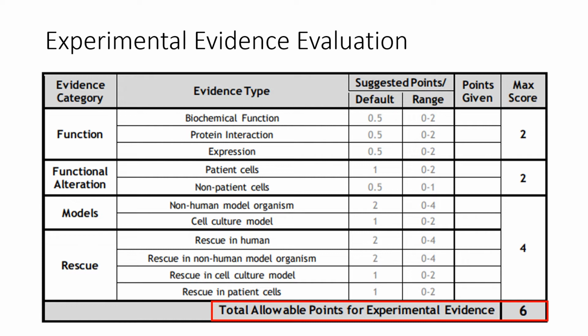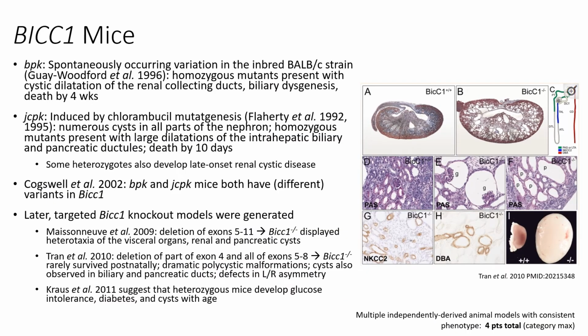Each category also has a maximum score so that more convincing, more direct pieces of evidence, such as model systems and rescue, can contribute more to the overall evaluation than other pieces of evidence that might be less specific or more abstract. So, for example, it may not always be clear how changes at the cellular level relate to the overall human phenotype. In total, experimental evidence can receive up to 6 points. With that, let's look at the available animal models.